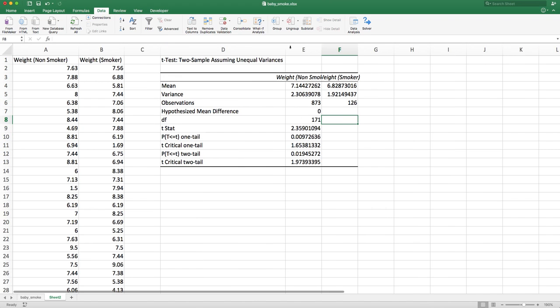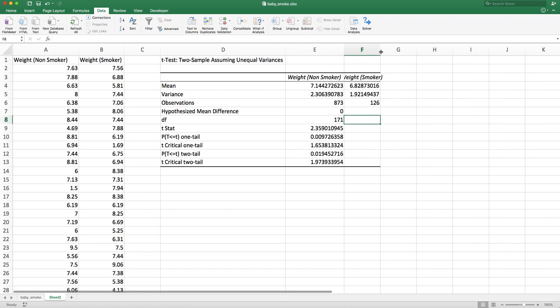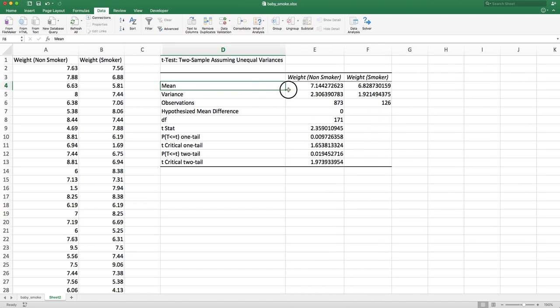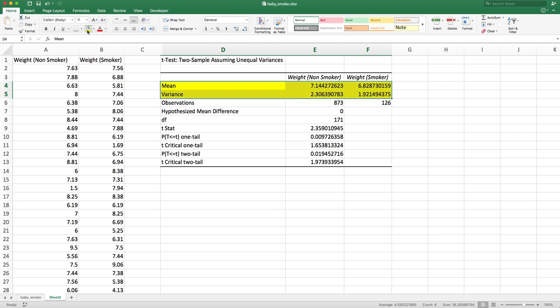Now, out of the Data Analysis ToolPak, we got several different pieces of information. We have our standard information. This is descriptive statistics about the data sets. So for the non-smoking mothers, I have an average weight of 7.14 and a variance of 2.3. So if I square root this, I get my standard deviation. For the smoking mothers, I have an average of 6.8 and a standard deviation of 1.9.